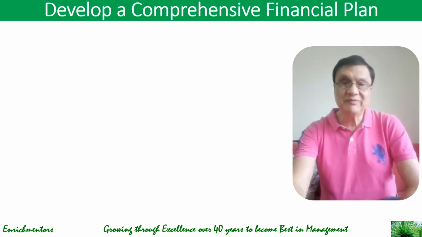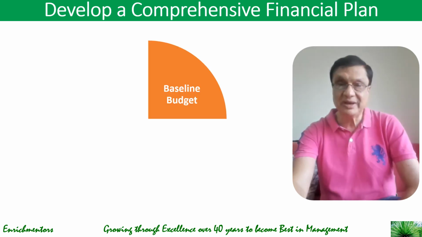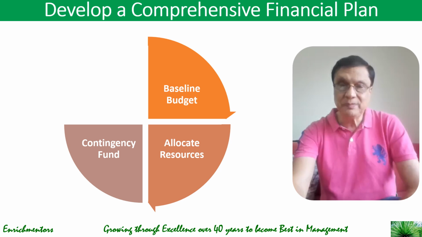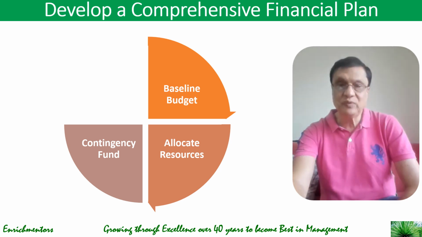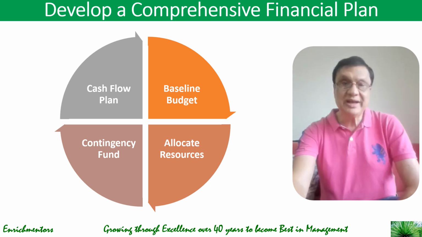Then you develop a comprehensive financial plan, which contains a baseline budget, where you set the initial approved budget as the benchmark. Then you assign funds to specific tasks, phases, and departments and allocate resources like that. In this, it's important to allocate 5 to 15% of the total budget for unforeseen costs and set up this contingency fund, and ensure funds are available when needed to avoid delays. So plan your cash flow accordingly. So like this, develop a comprehensive financial plan.